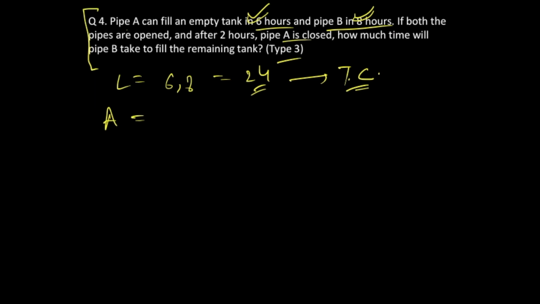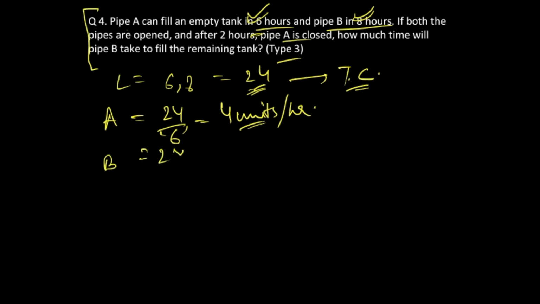A's efficiency is going to be 24 upon 6 hours, that is going to be 4 units per hour, right? So if it fills 4 units per hour or 4 liters per hour, and the overall capacity of the tank is 24 units or 24 liters, it will fill it in 6 hours. Similarly for B, if you divide 24 by 8 hours that it is taking, you will get 3 units per hour, right? So now you know that these are the efficiencies of pipe A and pipe B.